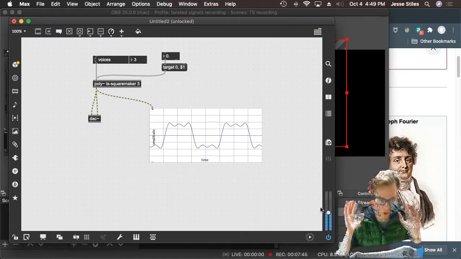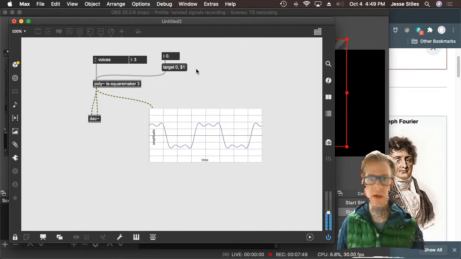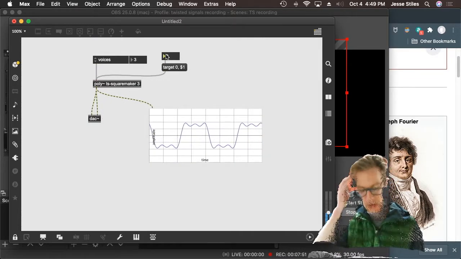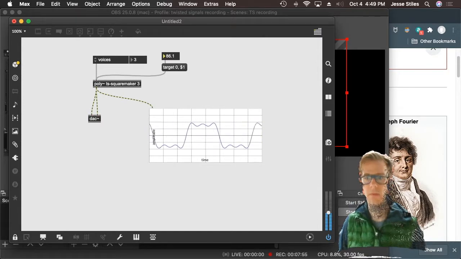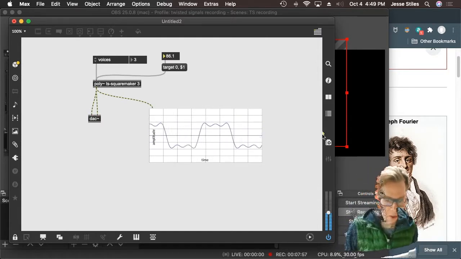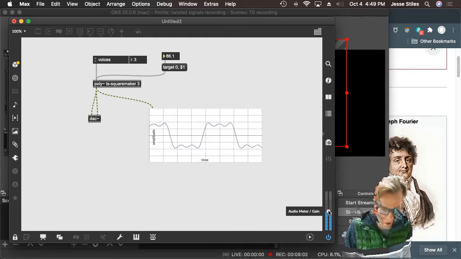Let's listen to 3 copies of my bass patch, and let's set the bass frequency to 86.1. And I'm going to record just a couple seconds of this signal, and this is going to be useful to us later on in the lecture.